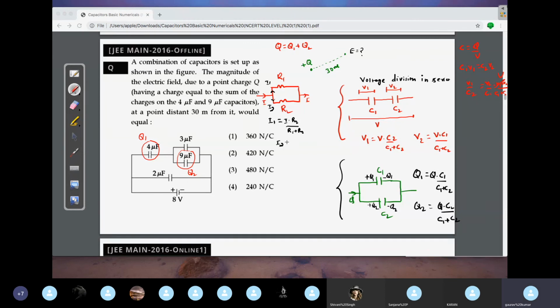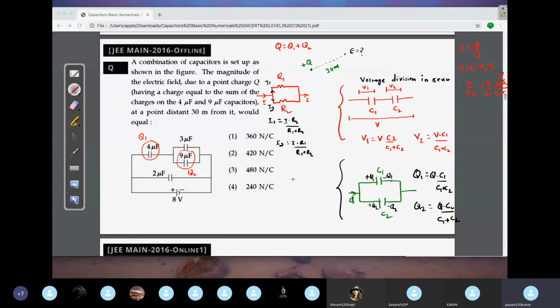So what is the formula for I2? Incoming current multiplied by R1 divided by R1 plus R2. This is what you have. So this thing you do in series here. You can see series. What is V here? V multiplied by C2 by C1 plus C2. So the opposite you do.